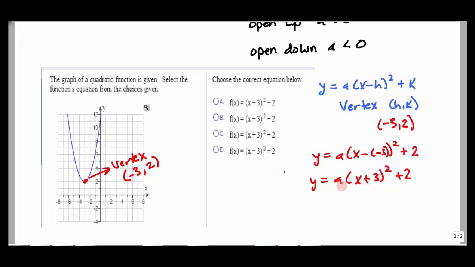So where do I have a +3 and a +2? Looks like letter C. That's going to be the fit here because I have the +3 and the +2. Remember, the x value is opposite and the y value is the actual value. These are some of the problems that you'll be running into in MyMathLab. Let's go ahead and pull open a few more.